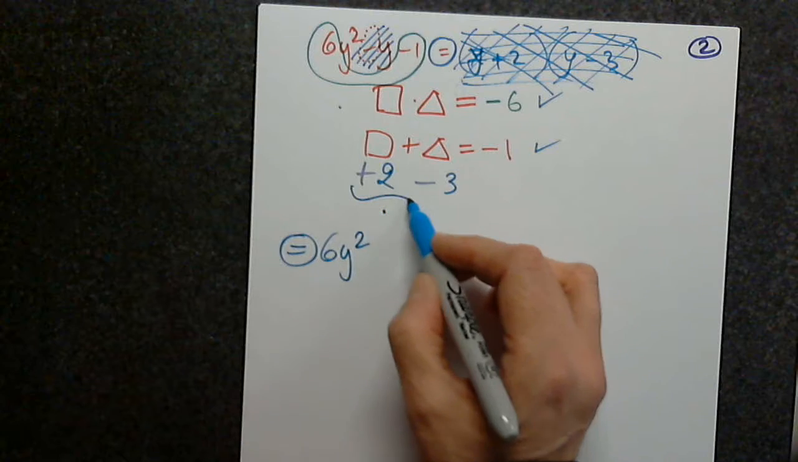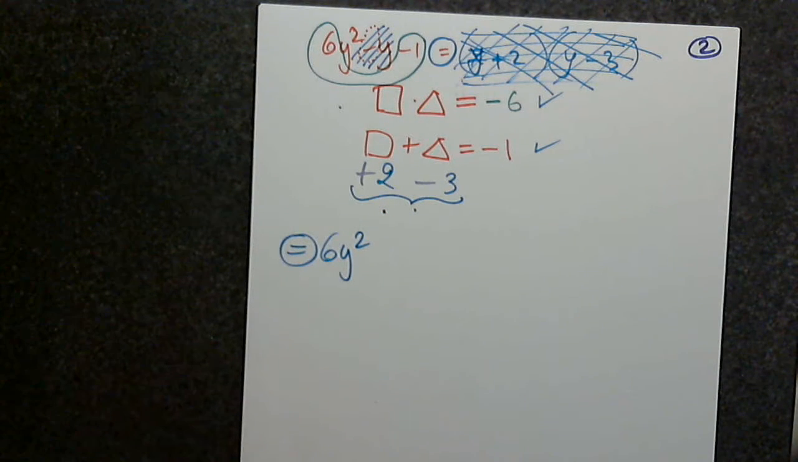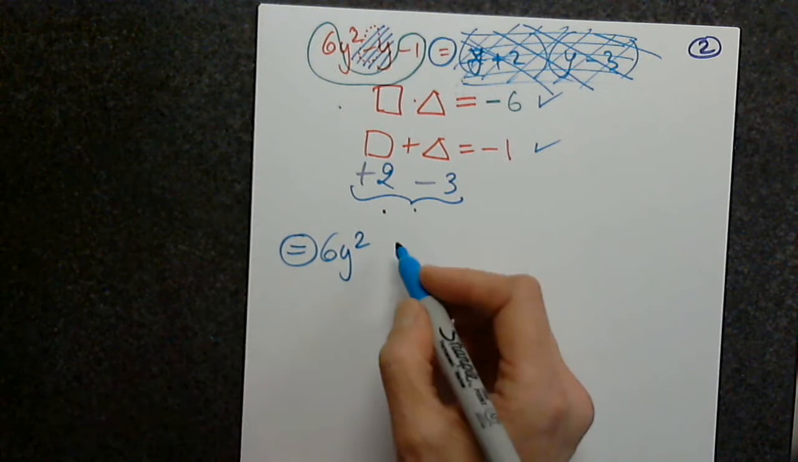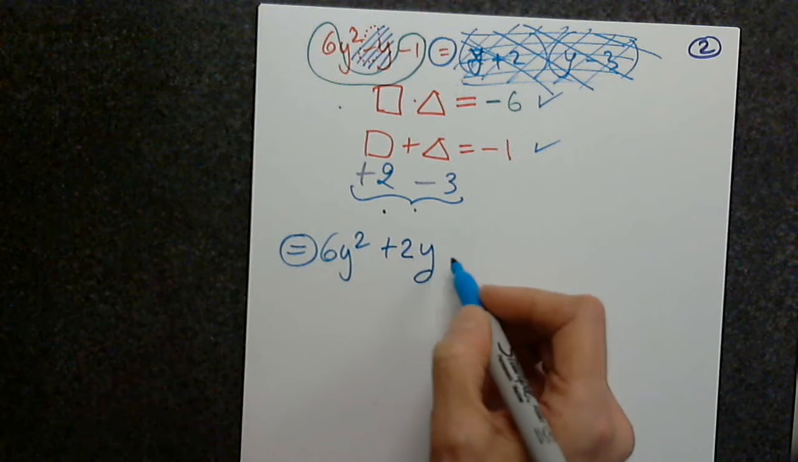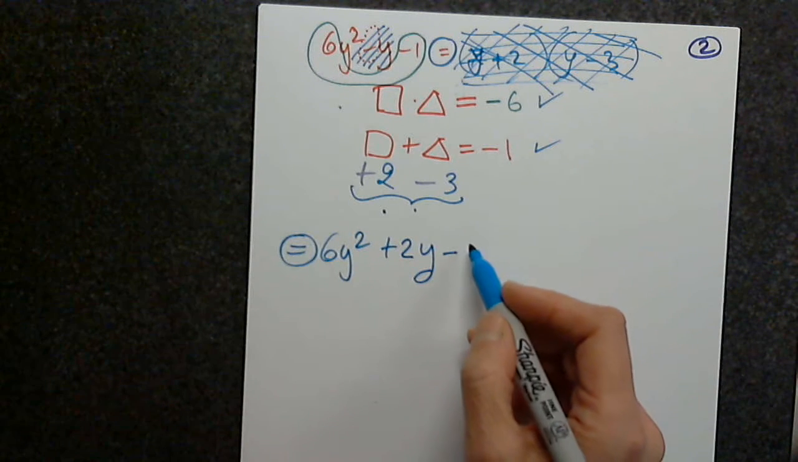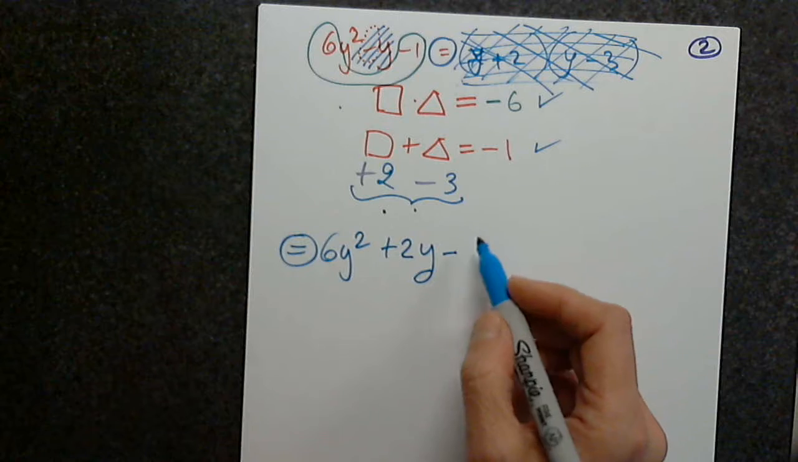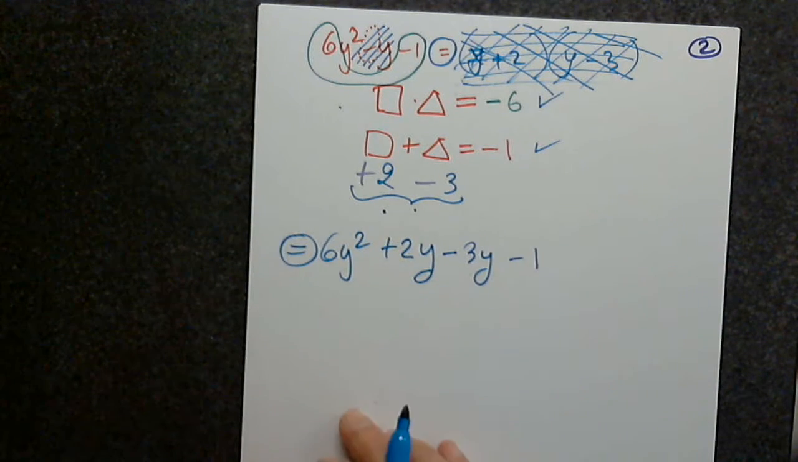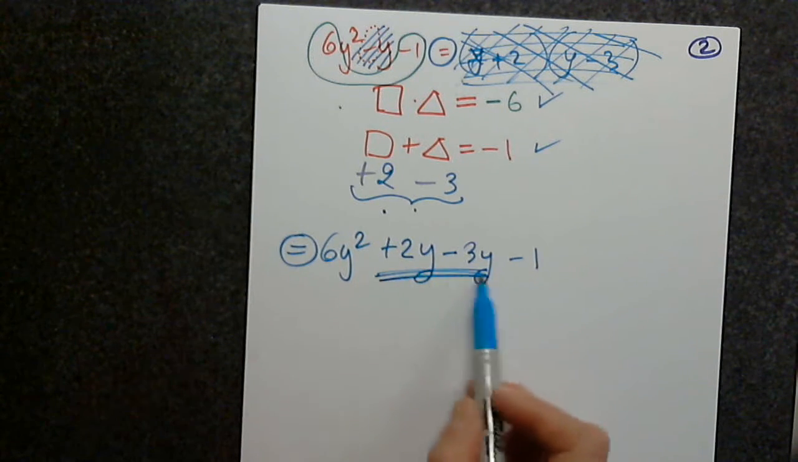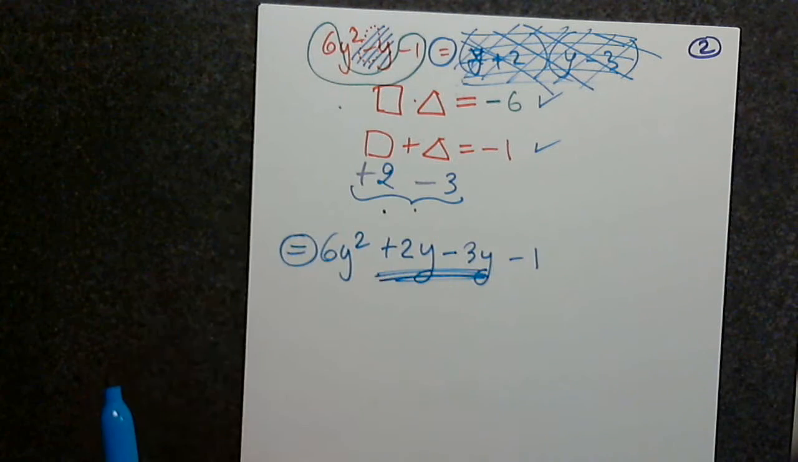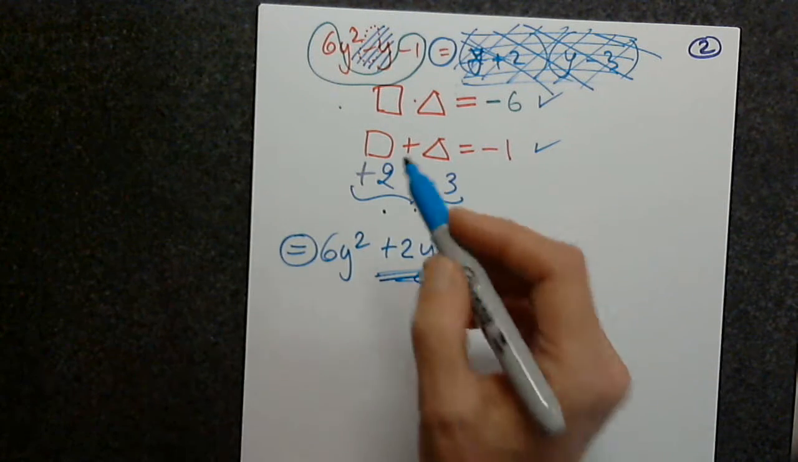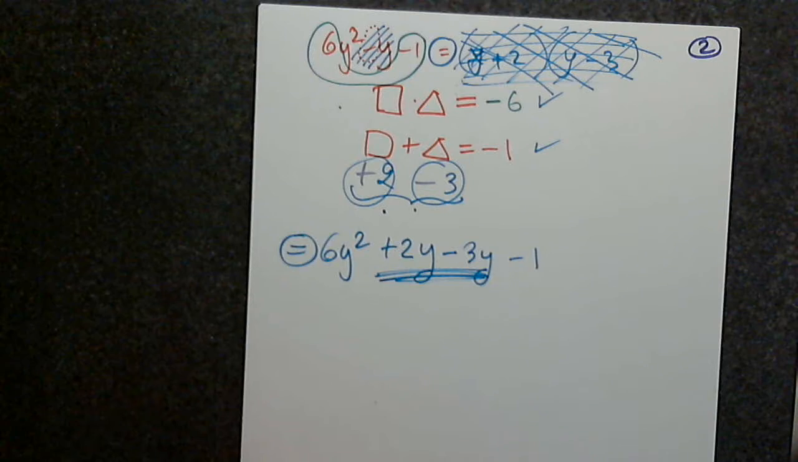I will use what you just gave me and create -y from positive 2y and minus 3y and then minus 1. I did not change the problem. This is still -1y. But I used the two numbers you gave me.